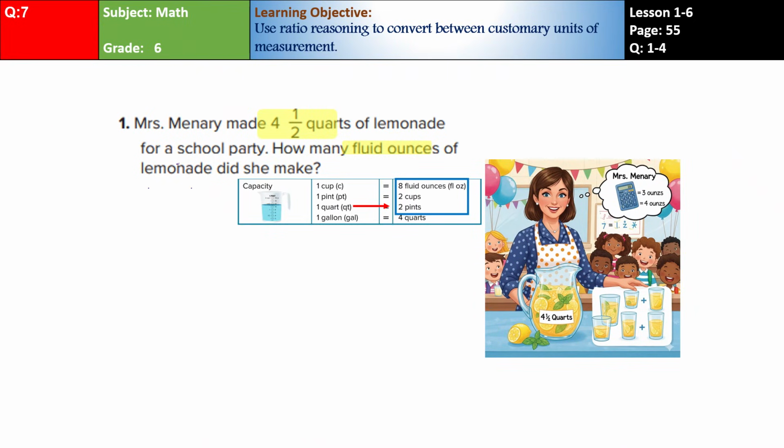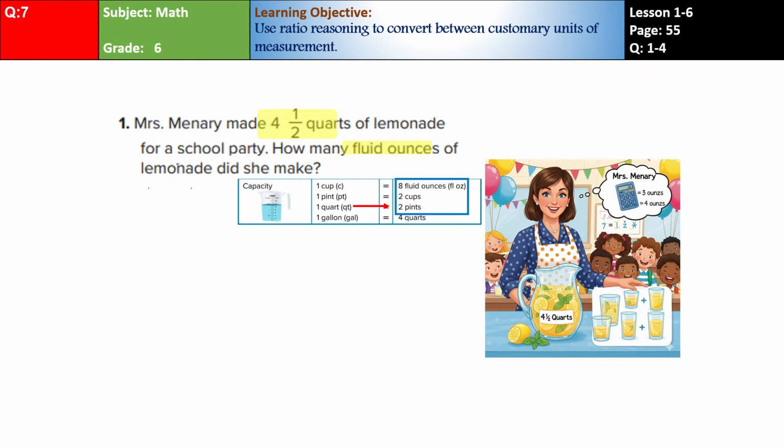As I told you, I will solve the question with you with two methods. Now here I'm going to use the direct method, without making the ratio reasoning. Okay, directly we can solve it. Now this is the table in your book. So we will use this table to solve this question. Mrs. Menry made 4.5 quarts of lemonade for a school party. How many fluid ounces of lemonade did she make? Now look here, 1 quart, 2 pints, 1 pint, 2 cups, 1 cup, 8 fluid ounces. So this is the table we are going to use.